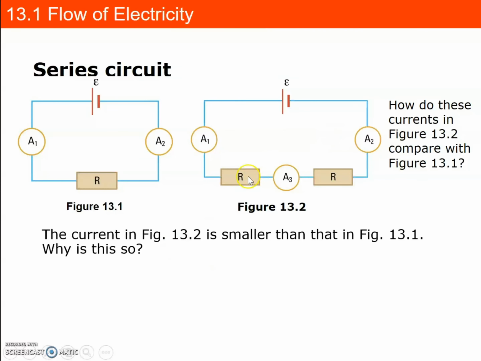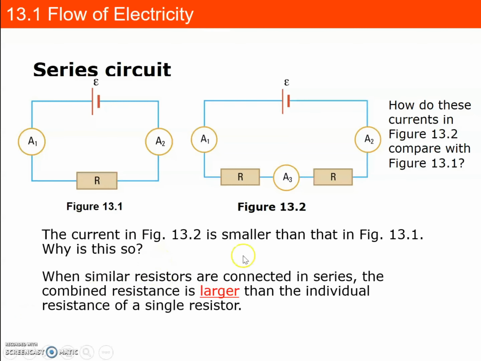Right, so the answer is the current in figure 13.2 is smaller than that in figure 13.1. So why is this so? When similar resistors are connected in series, the combined resistance is larger than the individual resistance of a single resistor. So here I only have one single resistor. Here I have two resistors. So my combined resistance is larger when connected in series. And when the combined resistance is larger, the overall current in the circuit will be smaller.